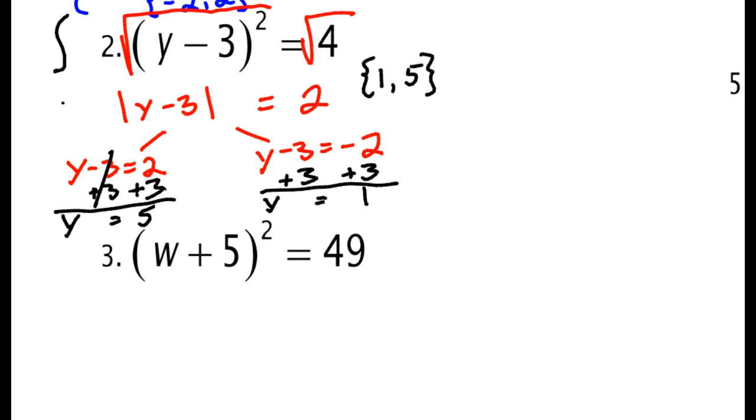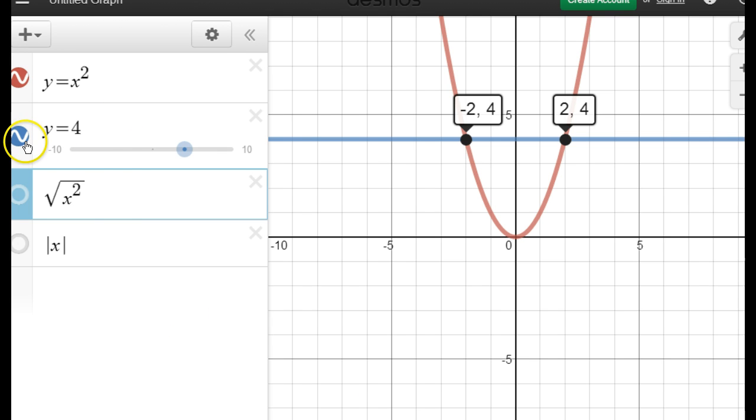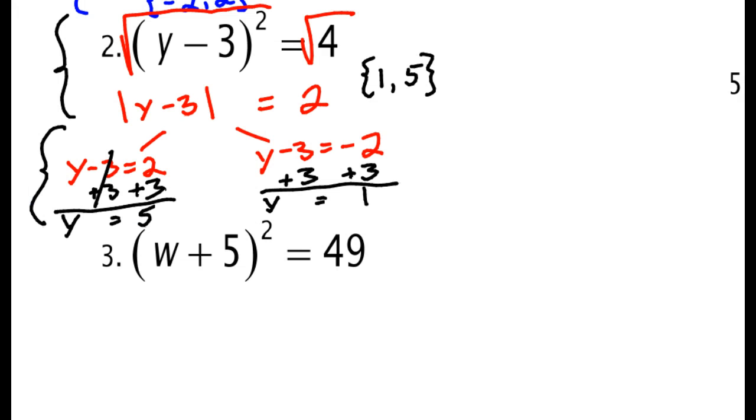So taking the square root of both sides, knowing that the square root is absolute value, and then solving the absolute value pieces. And we had those, I deleted them. Okay. So try 3, very similar to 2, and see how it goes.